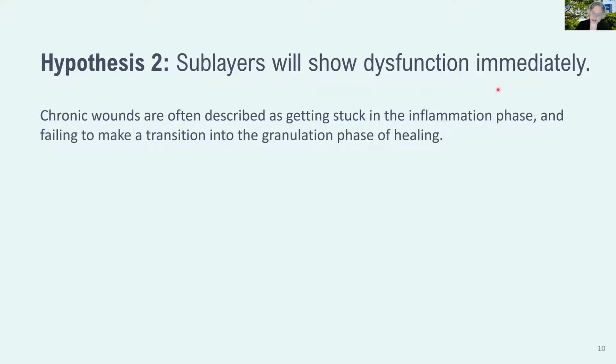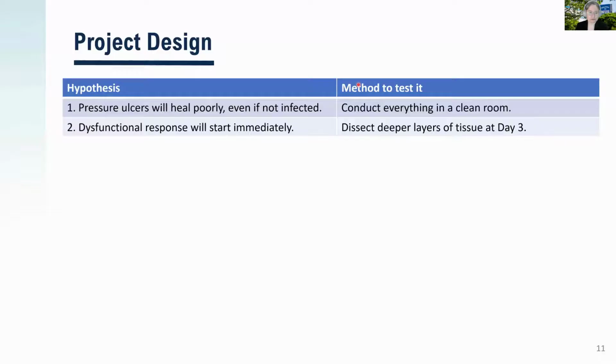Now, the reason I make this explicit is not to bore you, but because chronic wounds are typically described, if you go to the Wikipedia website on chronic wounds, as getting stuck in the inflammation phase, as if the problem is at the transition from inflammation to granulation. And this hypothesis says that the abnormality is going to begin from the injury, not from the inflammation phase.